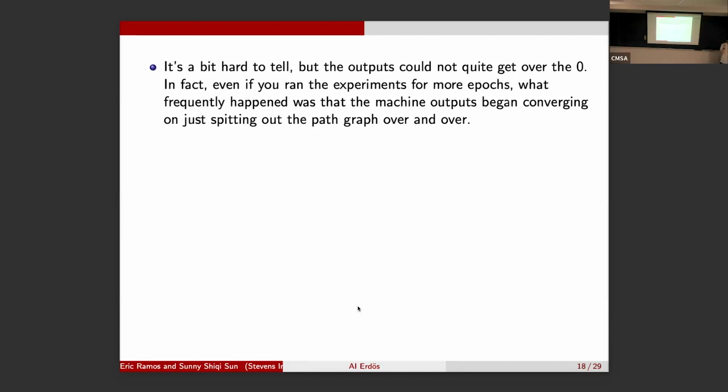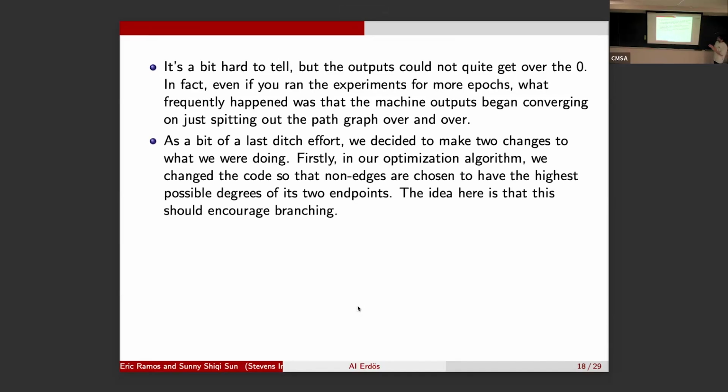Okay, so now we have to tinker. The joke, which is not my joke, but one I told Sunny all the time when we were doing this, is that sometimes science is more of an art than a science. So, okay. We decided to make 2 changes to what we were doing.